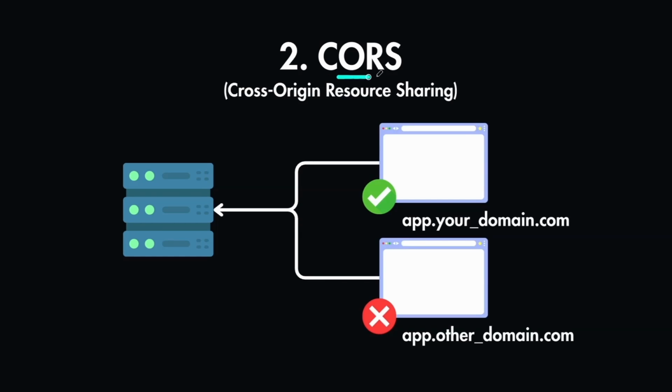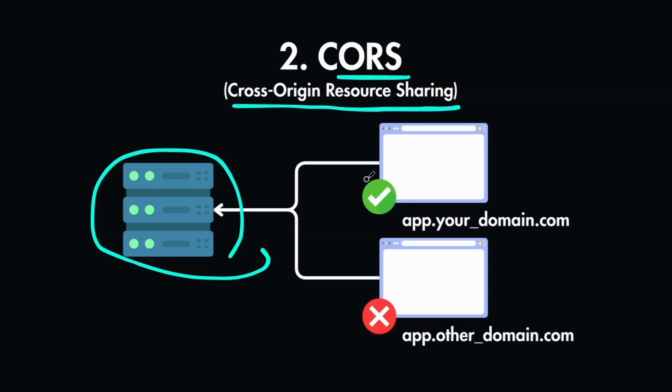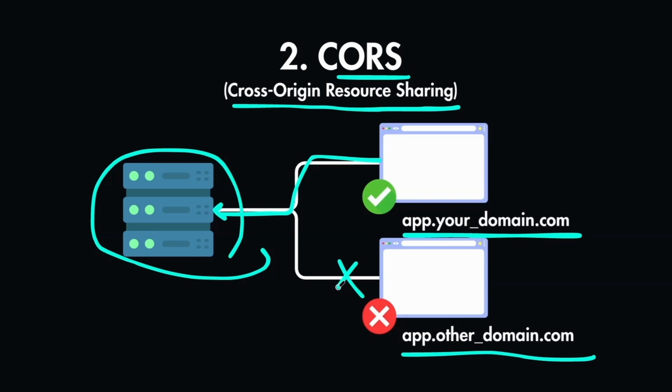The second one on the list is CORS, which stands for Cross-Origin Resource Sharing. This controls which domains can call your API from a browser, and without proper CORS, malicious websites could trick users' browsers into making requests on their behalf. For instance, if your API is only meant to serve your front-end app, which is at app.yourdomain.com, then only requests from this source should be allowed. If anyone else sends you a request like app.anotherdomain.com, then you should block this request and not allow them to use your API for authenticating or using any of its data.